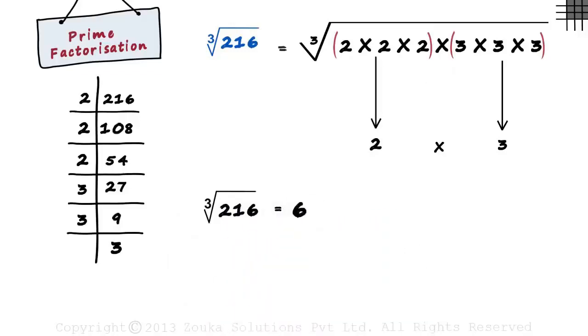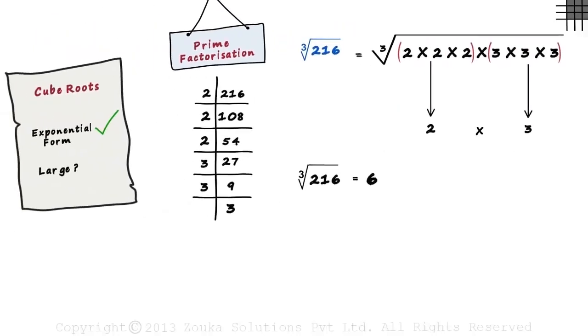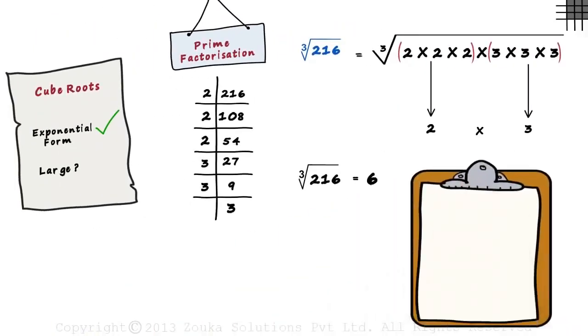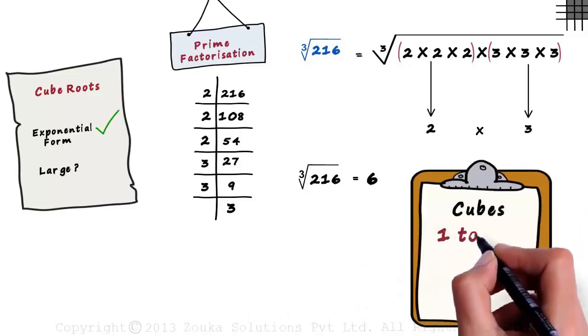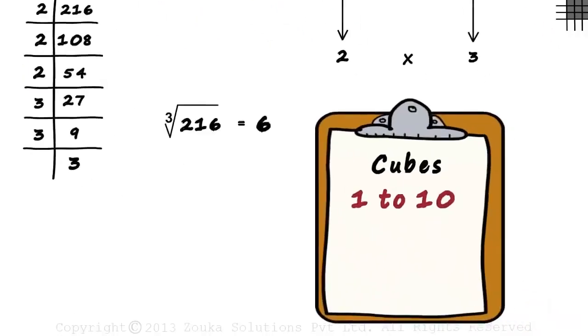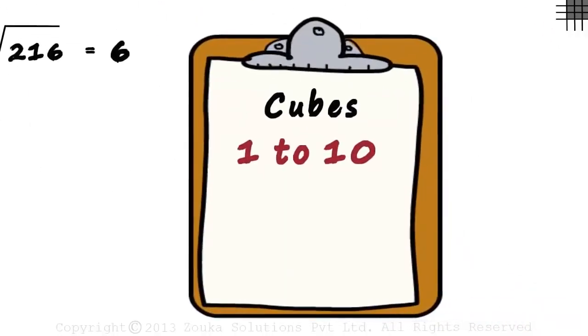So now we know that once we reduce the numbers to its prime factors, the task is very simple. We make groups of 3 and choose one number from each group and multiply them. And it's a good idea to memorize the cubes of numbers from 1 to 10. I'm talking about the cubes and not the cube roots. Why do I say this?